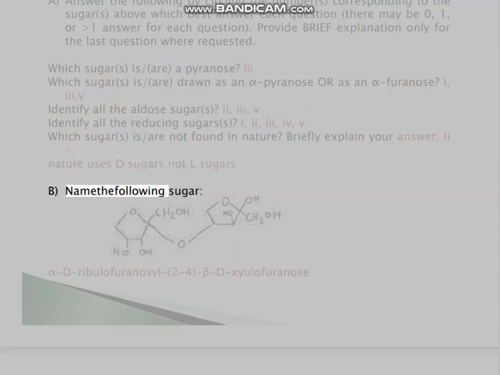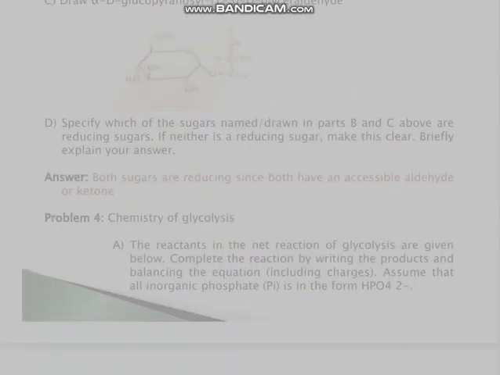B. Name the following sugar. Alpha-D-ribofuranosyl 2 to 4, beta-D-xylofuranose. C. Draw alpha-D-glucopyranosyl 1 to 3, D-glyceraldehyde. D. Specify which of the sugars named/drawn in parts B and C above are reducing sugars. If neither is a reducing sugar, make this clear. Briefly explain your answer. Answer: Both sugars are reducing since both have an accessible aldehyde or ketone.